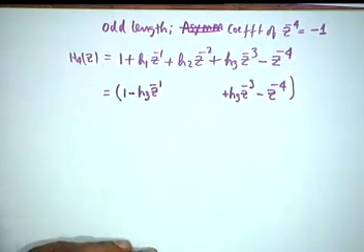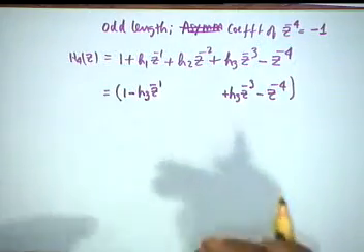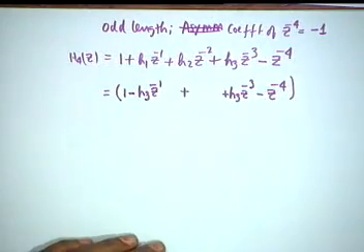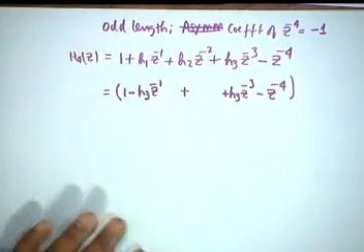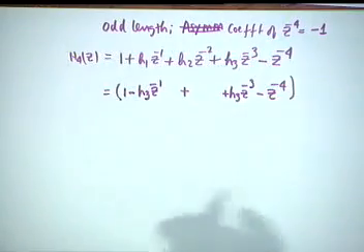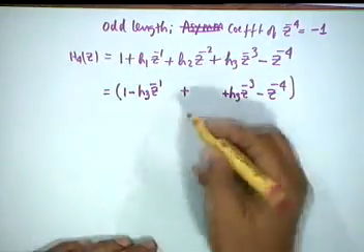Right? Now, what do I do with H2? If the filter is antisymmetrical, then the middle coefficient must be 0. So, that is it. That is the linear phase. Do you understand this? Every case has its own peculiarity and distinctiveness.